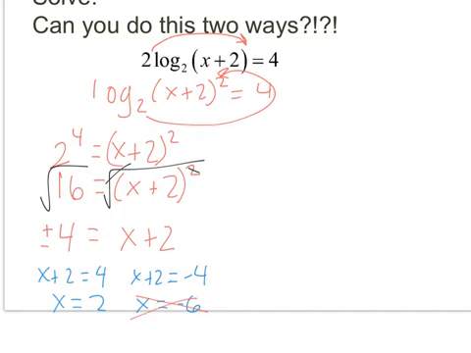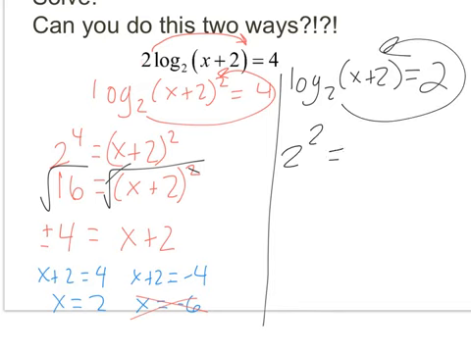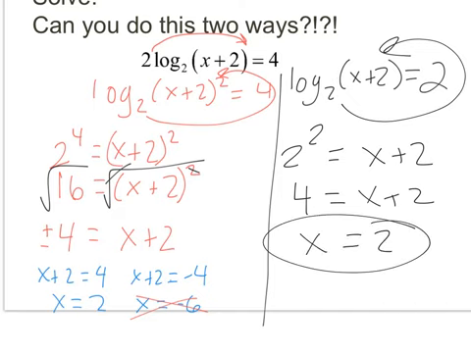Another way, I could have just outright divided this whole thing by 2, so I'd have log base 2 of x plus 2 equals, what's 4 divided by 2? It's 2. So I just divided by this 2 right here on both sides. Now I can go exponential. I'm going to have 2 squared equals x plus 2. And then I'm going to end up getting 4 equals x plus 2. And I get x equals 2. And it actually doesn't end up giving me my extraneous solution, so how about that?